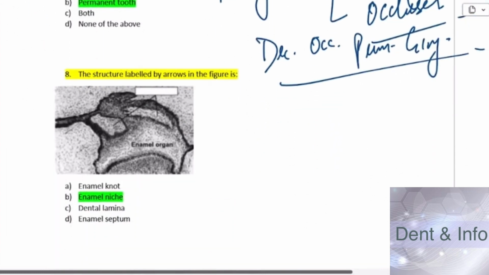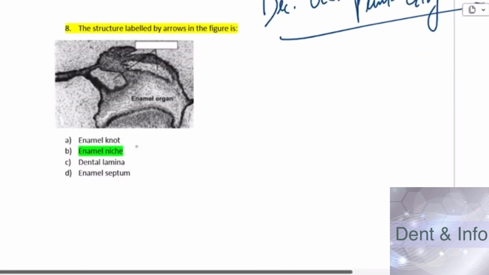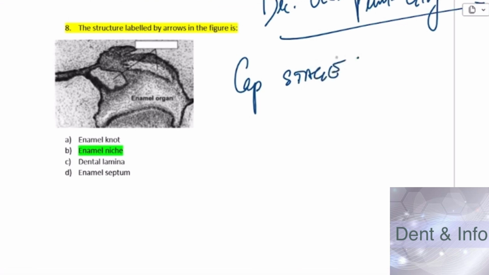Next is the structure labeled by arrows in the figure. So they want us to identify this structure. This diagram is taken from a cap stage. They are not asking us to identify which stage of tooth development it is. Although they have labeled here enamel organ, we are seeing the shape of the enamel organ is like a cap, and in this area, this connection, this is called the dental lamina.